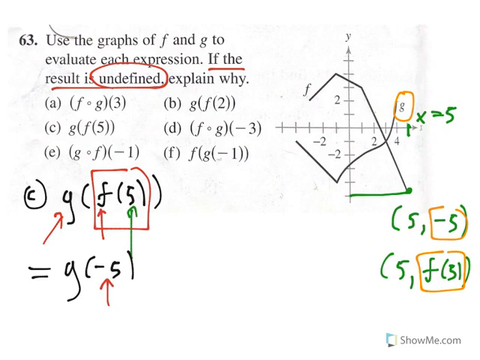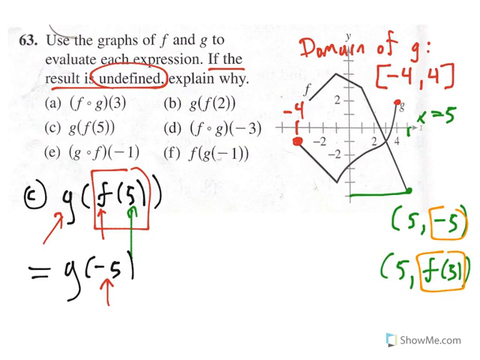but when you look at the graph of g, you can tell what the domain of the function g is. The graph of g starts here at x is equal to negative 4. And it ends here at x is equal to positive 4. So the domain of the function g is from negative 4 to positive 4. Negative 5 is the input value for the function g. It's outside of the domain, so the function can't do anything with it. We don't know. It's outside of the domain. So this is undefined for that reason.